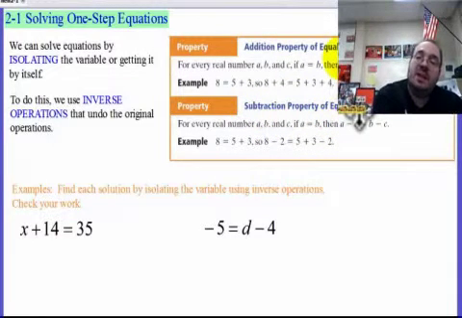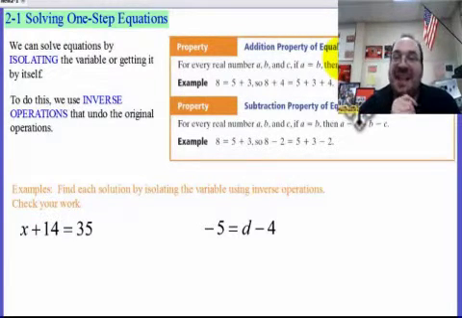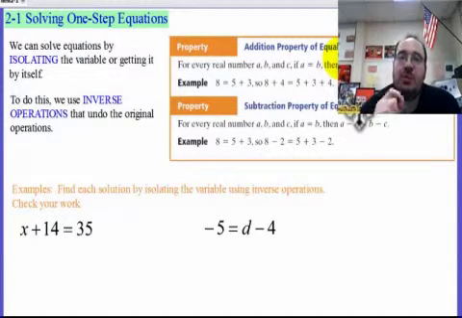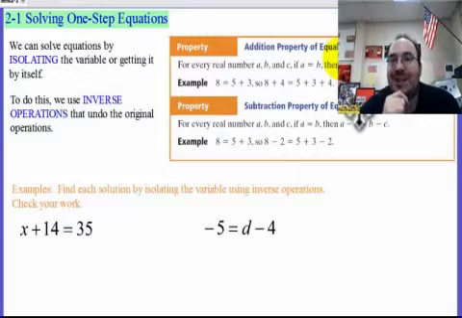Now basically what these mean is, Mr. Boyer doesn't know English, but what they really mean is that whatever you do to one side of the equation, you do to both sides of the equation, and you haven't really changed anything. You will have an equivalent equation.